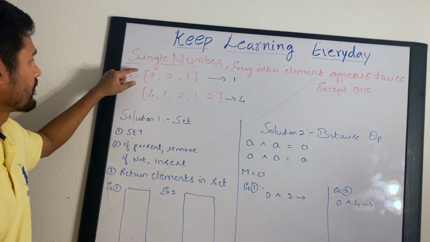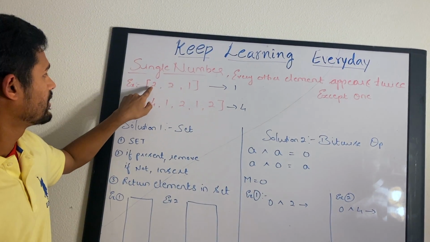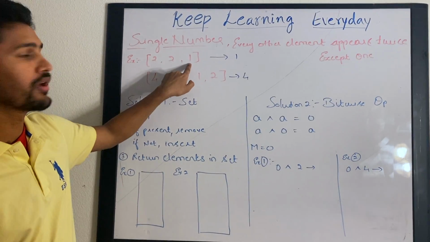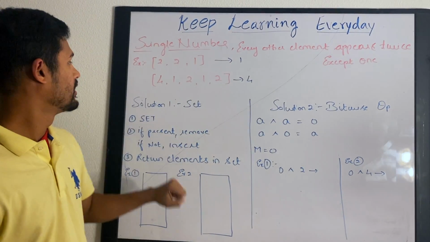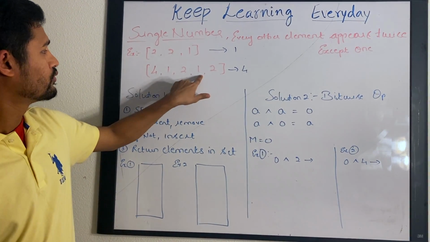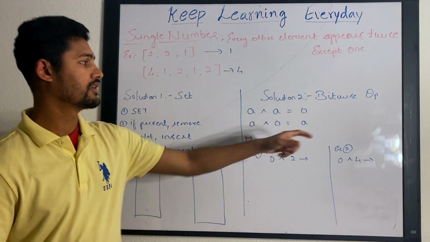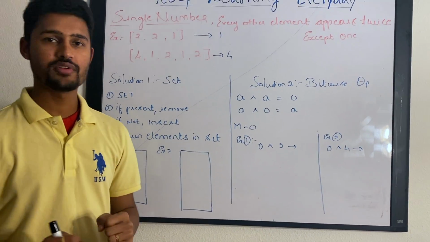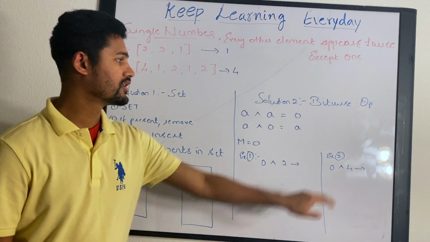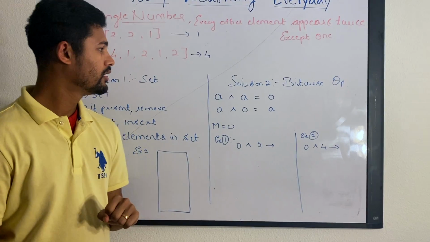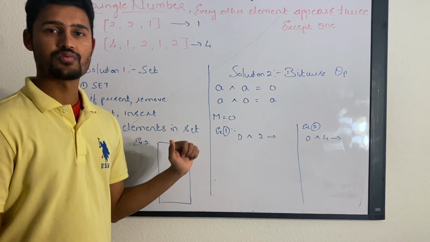So let's go over a couple of examples. In the first example, input is 2, 2, 1 and we need to find 1 because it appears only once. In the second example, 4, 1, 2, 1, 2 and you need to find 4. So you have two methods to solve this. One using set and second one is by using bitwise operation. So let's go over both the solutions one by one.